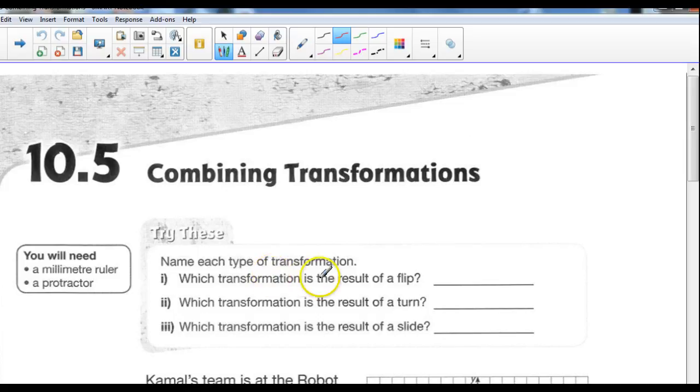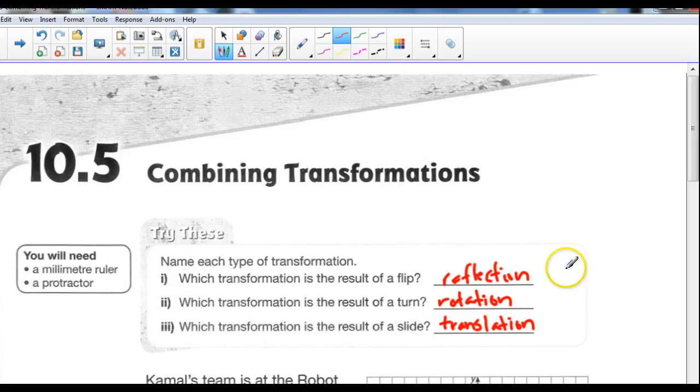Which transformation is a result of a flip? When you flip something, we are reflecting it. That's a reflection. Which transformation is a result of a turn? Well, a turn means to rotate something, so it's a rotation. And which transformation is a result of a slide? Well, when we're sliding something, we are translating it. That's a translation.